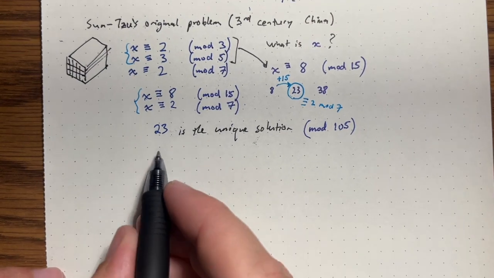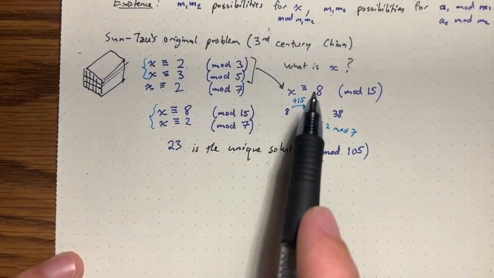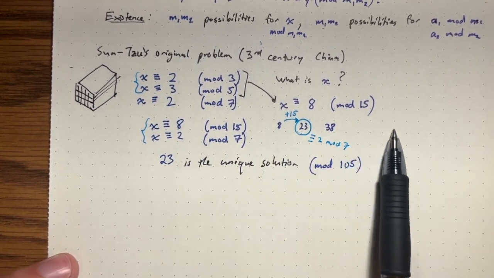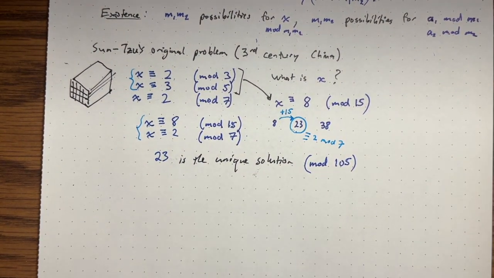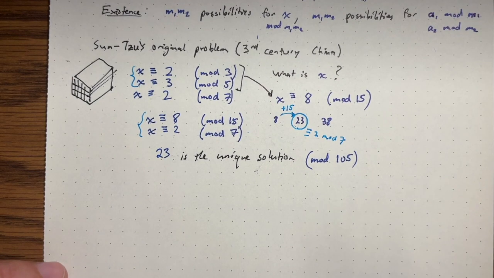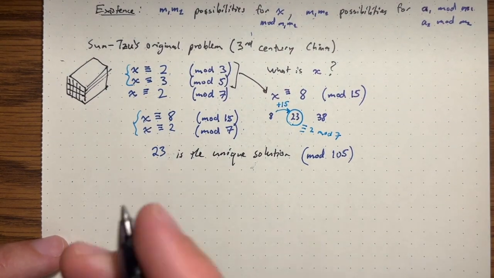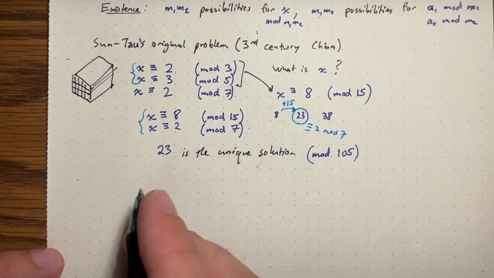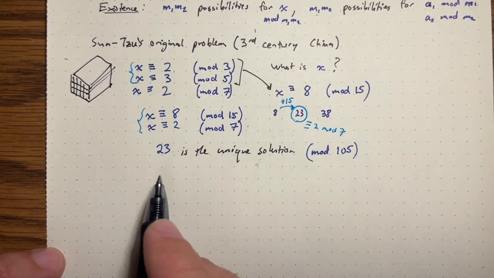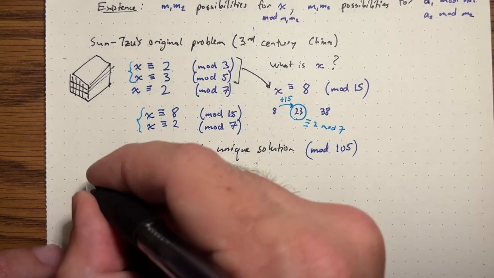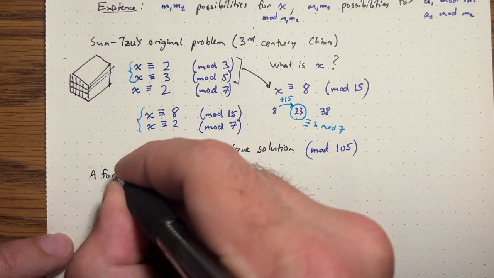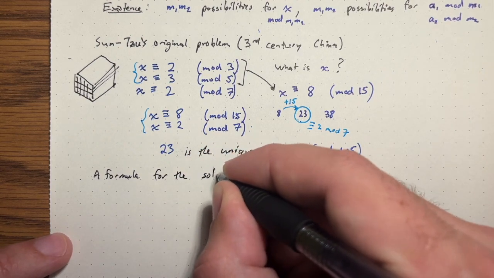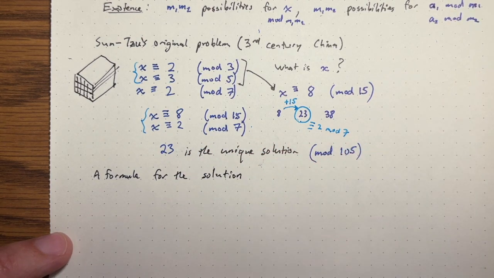So you might be wondering, this seems a little bit haphazard, just to count by multiples. Is there a better way to get this solution? For example, is there just a formula maybe for this solution? Feed in the system of congruences, and somehow tell me that it's 23. So is there a formula for the solution? And it turns out the answer is yes.